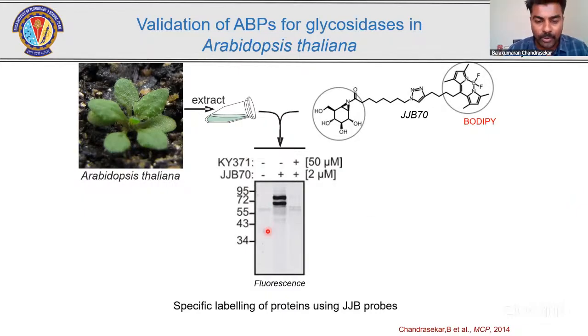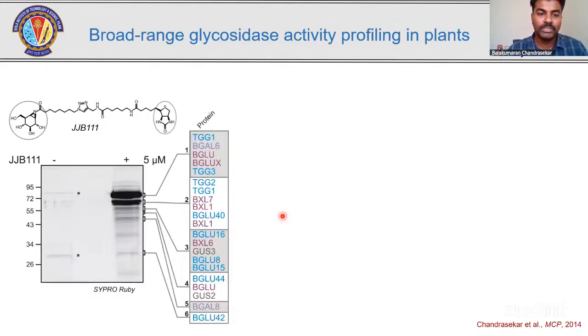Compared to the no-probe control, we were able to see a bunch of different glycosyl hydrolases labeled with the JJB70 probe, and the labeling of these signals could be suppressed with the help of the inhibitor. This clearly said that the proteins labeled by JJB70 are glycosyl hydrolases, and now we were curious to know what kind of proteins are labeled by the JJB70 probe. I have already told you that to know the proteins labeled by activity-based probes, you need a biotin tag. So we took another probe, the JJB11 probe, which has the biotin tag.